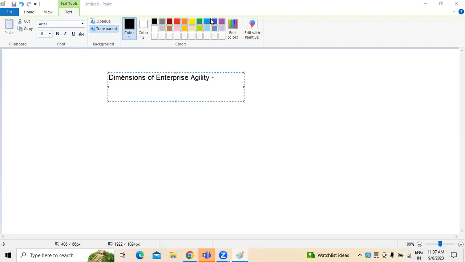So in reference to that, we need to know what the different dimensions are that we need to understand from the enterprise agility point of view. There are 5 different dimensions under enterprise agility, as follows.